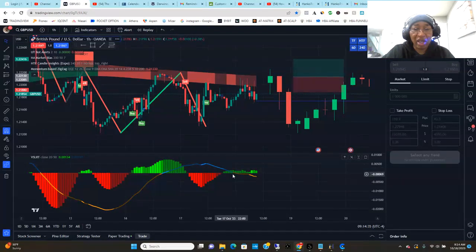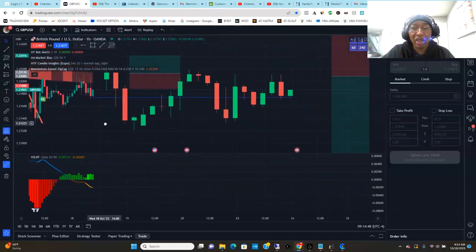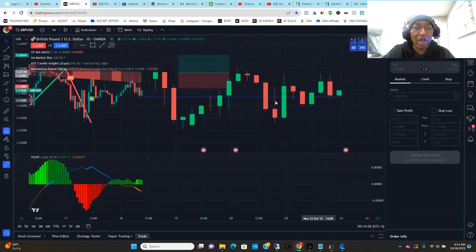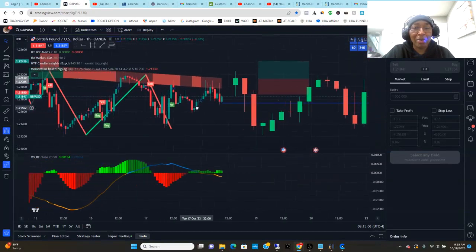The VSLRT again is also showing going down, even though the histogram is above here, but you can see this is pointing down, showing that it is going down, okay? And then of course you can see here, this one was going up, and then it started going down, and then it's going up again, but you can see it is going down also, very close to the line. So the bias here is a downward trend, okay, and that's why she is taking it.